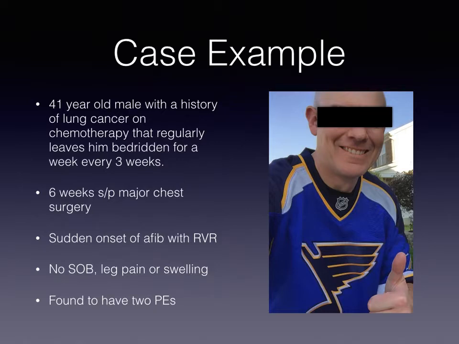So, of course, obviously, this was me last year when I had my pulmonary emboli. It to me just presented as AFib with RVR. I had no other symptoms, had no shortness of breath, no leg pain, no swelling, and luckily we caught that. But again, these can be very subtle, and a lot of them are asymptomatic.